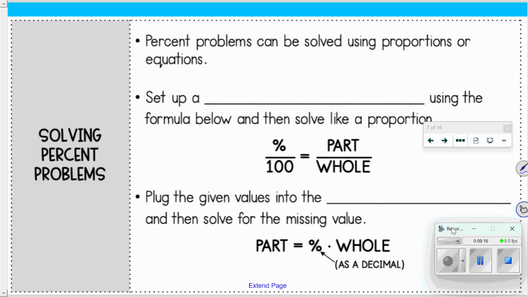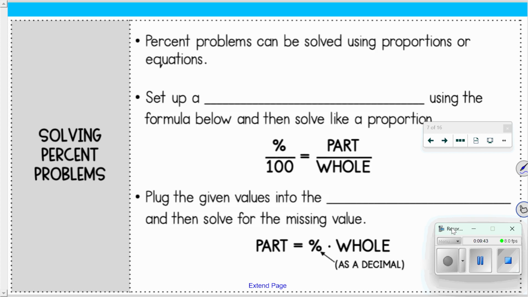Percent problems can be solved using proportions or equations. And I actually flip back and forth a lot between these, to be honest. A lot of this is going to be dependent on your number sense. Those of you with really strong number sense, understanding how these different forms relate, will find this to be easier than somebody that is struggling a little more and needs to go step by step. But even if you're going step by step, you'll get there.